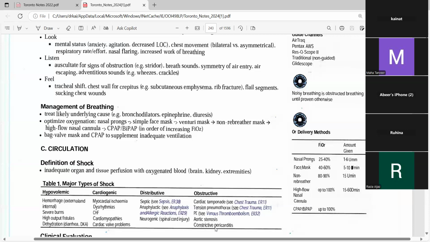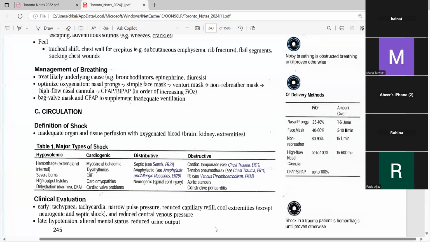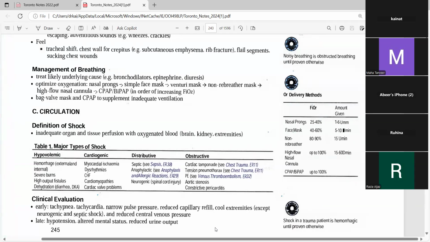Then treating the breathing: treat likely underlying causes, like bronchodilators, epinephrine, diuresis, depending on how the breathing problem is presented. Epinephrine is basically for allergies, or a sort of allergy attack. Then optimize the oxygenation: nasal prongs, then move to the simple face mask, then Venturi mask, non-rebreather mask, and then high flow. That's how you slowly switch from one thing to another. Then bag valve mask and then CPAP to supplement inadequate ventilation. Noisy breathing is obstructive breathing until proven otherwise.